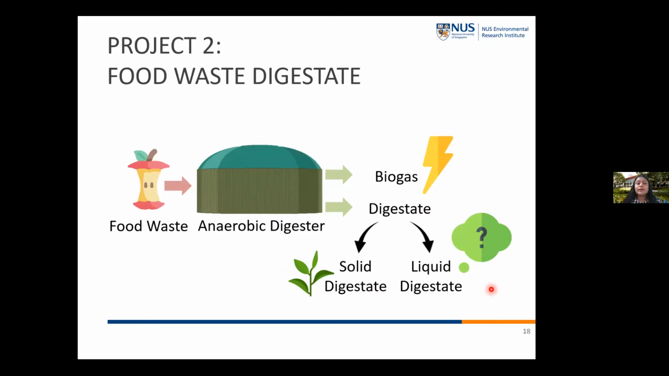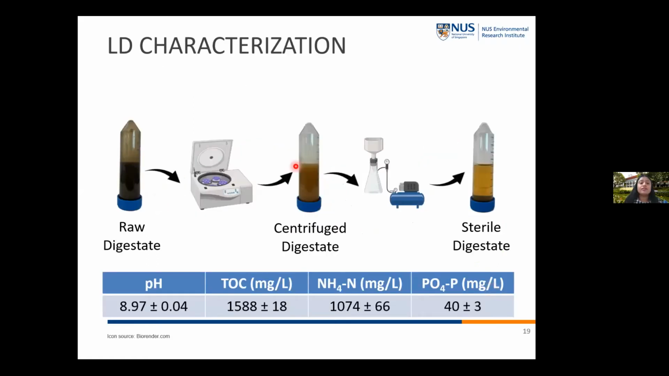We collected this digestate from our colleagues at E2S2, and this is how the raw digestate looks. This is before the solid-liquid separation. Since it's a very dark, black liquid, we centrifuged it. We did try sedimentation, but it was not possible to separate it that way, which is why we used centrifugation. After centrifugation, we could remove most of the solids, but there were still some suspended particles that remained in the digestate.